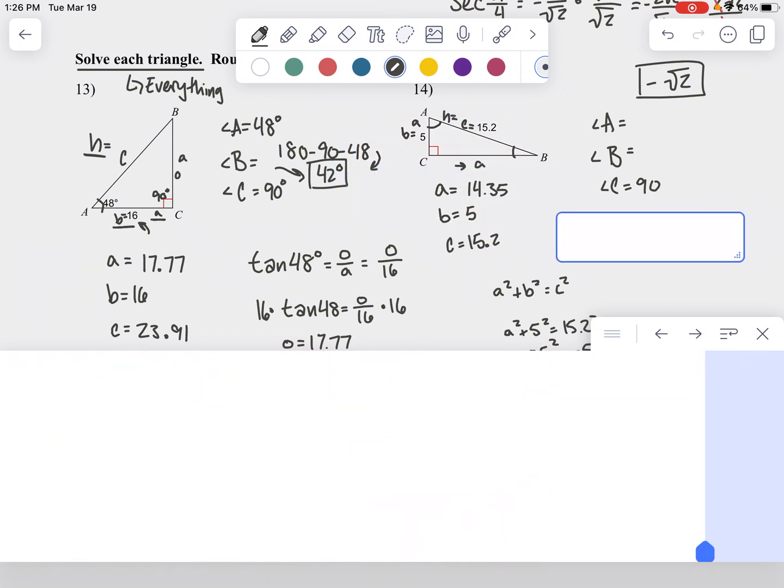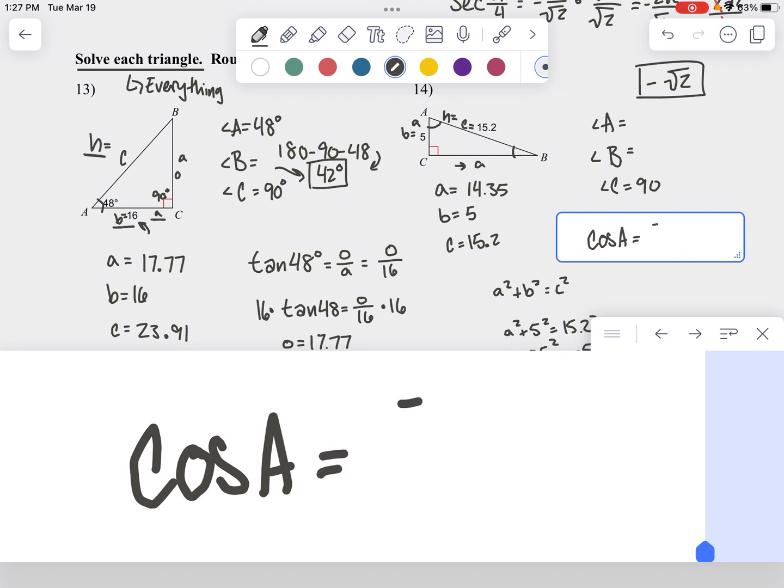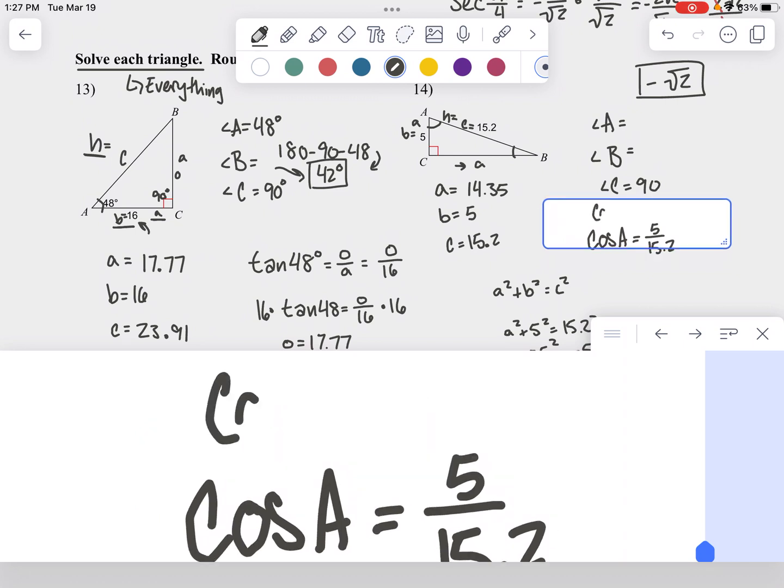So for angle A, we can say the cosine of A is adjacent over hypotenuse. Our adjacent side is 5 and my hypotenuse is 15.2. So the cosine of A is 5 over 15.2. The reason I chose cosine is because it uses the 2 values it already gave me. It gave me 5 right off the bat, and it gave me 15.2 right off the bat. So now I can use cosine because I know the values it's given me.